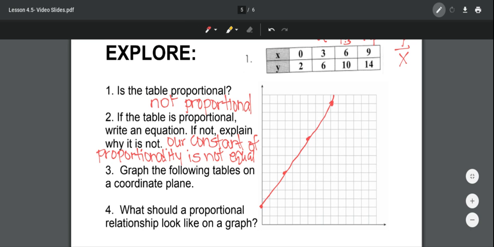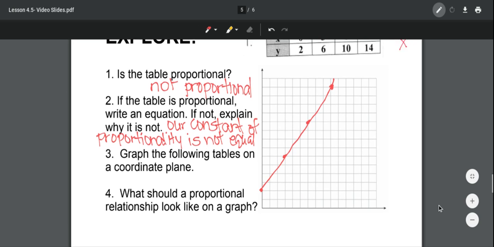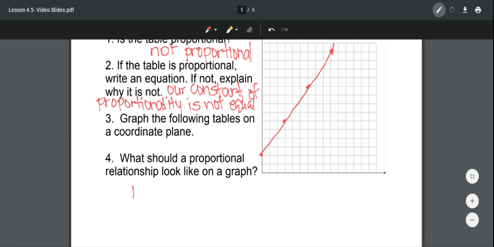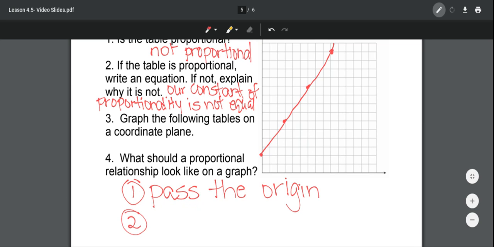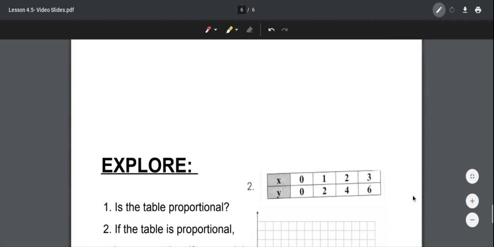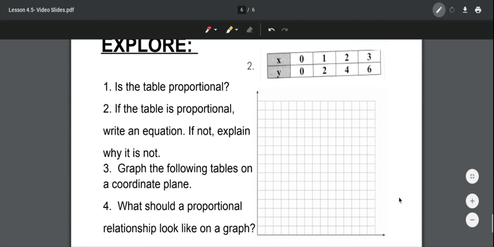What should a proportional relationship look like on a graph? As we stated previously, the line should pass through the origin. The line should also be a straight line. Let's take a look at another example.